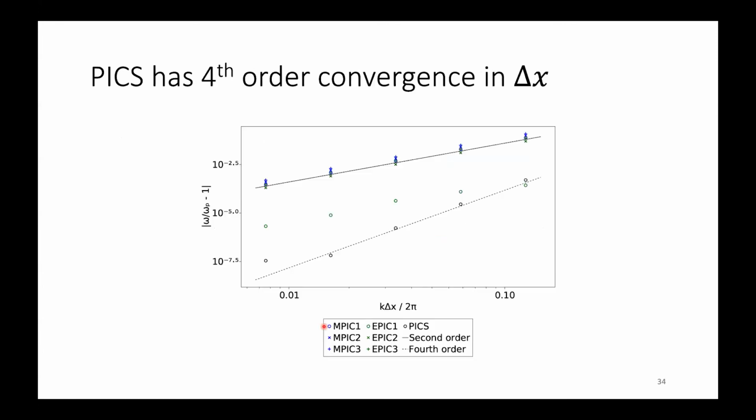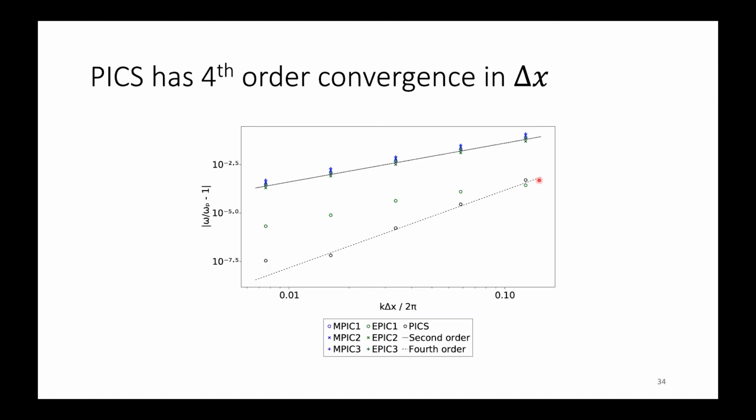We've also looked at the convergence of PICS in K delta X. To do that, we set up a plasma oscillation and we measure the frequency of that oscillation relative to the plasma frequency. And then we measure how that error changes as we decrease the cell size so that we have more cells per wavelength. And what you can see here is that all these other methods, MPIC, all the momentum conserving, and all of the higher order energy conserving algorithms live up here in this second order error, whereas PICS has fourth order error.